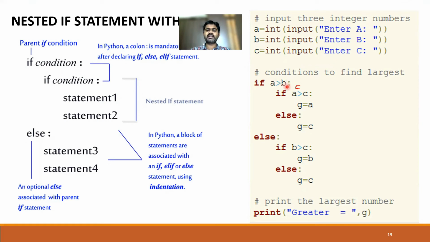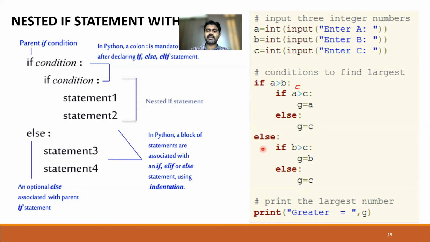So we are saying if A greater than B, colon. In that, we are again checking if A greater than C. G equal to A. That is, G stands for greater. Let us assume G equal to A, else G equal to C. And this else part is for this inner if, and this else part is for the outer if.